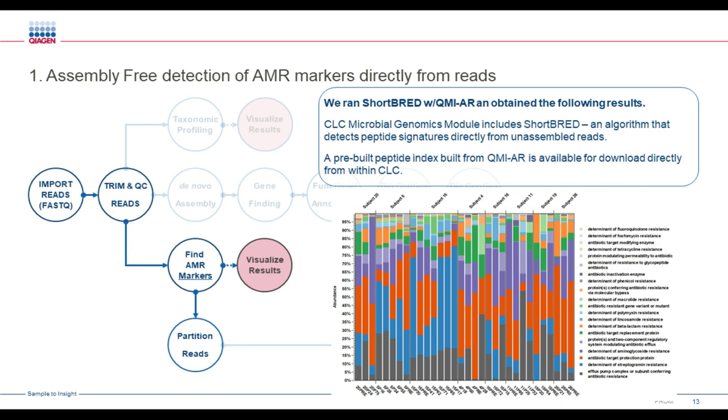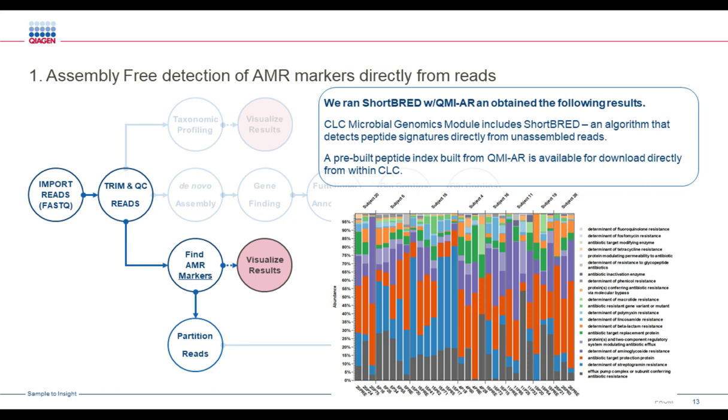Running this workflow is very simple. It requires 3 steps. First, after importing your data into CLC, you would typically trim and apply a QC step to your data to remove any reads that are poor quality. And then you would run the Identify Resistance Markers by Shortbread tool.